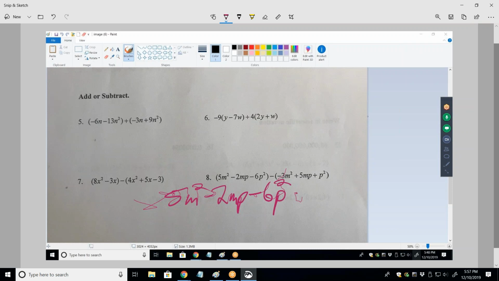Correct. So it's going to be positive 3m squared. Go on. Negative 5np. Keep going.